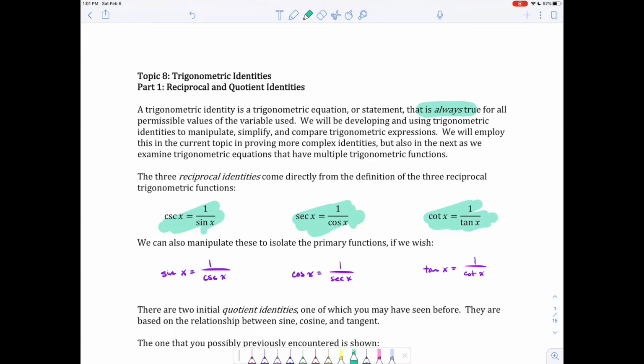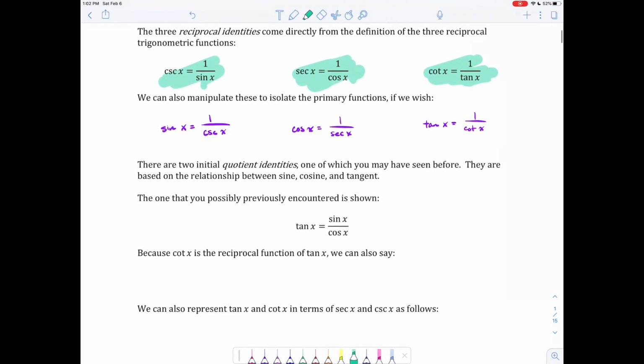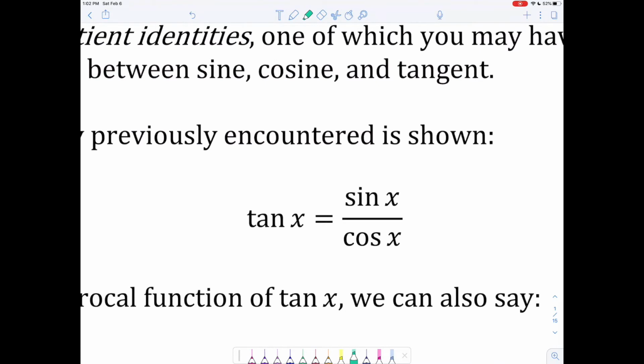There are also quotient identities. Quotient is the result of dividing, as we know, and they're based on the relationship between sine, cosine, and tangent. So we did actually directly reference this in the most recent lesson in 7.4, but you might have seen this in the earlier years too, the fact that tan of x is equal to sine of x over cosine of x. And there's a number of ways you can get that.